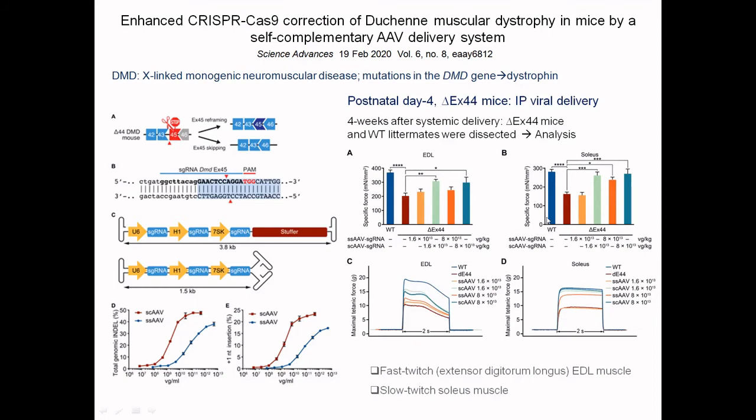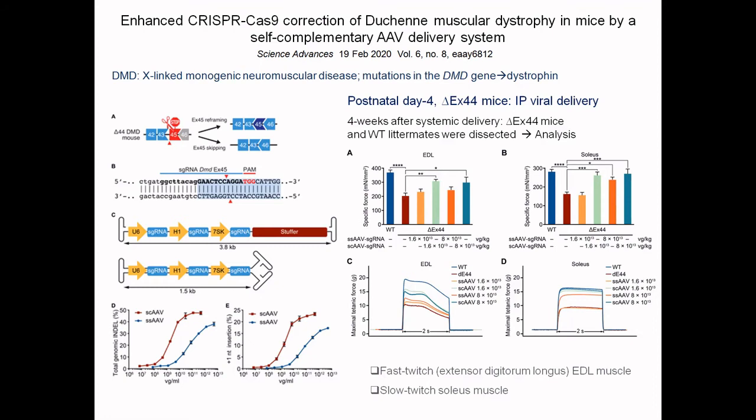It is the same in these muscles also. This is the EDL muscle, a fast twitch muscle, and the soleus is a slow twitch muscle. In both cases they see similar results. Here the maximal tetanic force is seen. This is the wild type, and when you use the self-complementary AAV at 8 into 10 to the power 13, it approaches the wild type. It means the muscle contraction force increases when exon 45 is deleted. In the soleus muscles you see similar results, so it is working in vivo also.